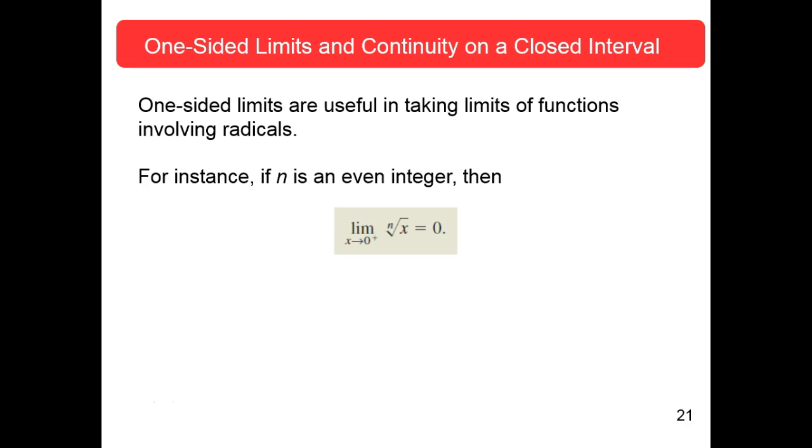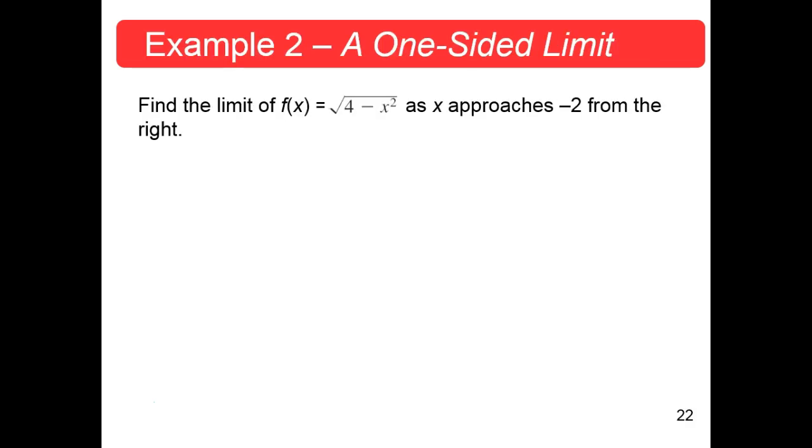So as x approaches 0 from the positive side, this is 0, because the nth root of 0 is 0. But you can't approach it from this side because it's not defined over here at all. Just like 0 in the denominator is not defined, negative numbers under an even root are not defined. But from the right-hand side, it is defined, and it's defined to be 0 as x approaches 0.